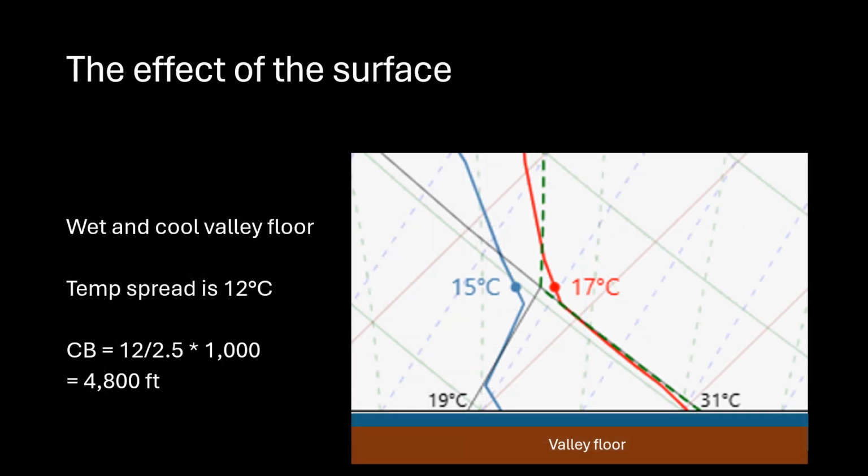In the example illustrated here, the valley floor is humid and cool. This is frequently the case early in the day when the ground has given up more heat overnight than the air, and when there are rivers or lakes in the valley floor, or if there has been rain overnight. The temperature spread is therefore rather artificially reduced by the cooling of the air close to the ground and the high relative humidity. If we were to use these two temperatures to assess expected convective cloud base for the day, we would underestimate the altitude.